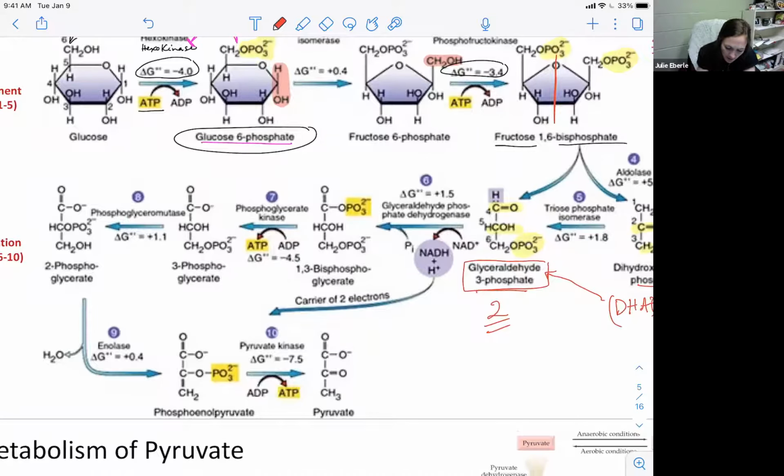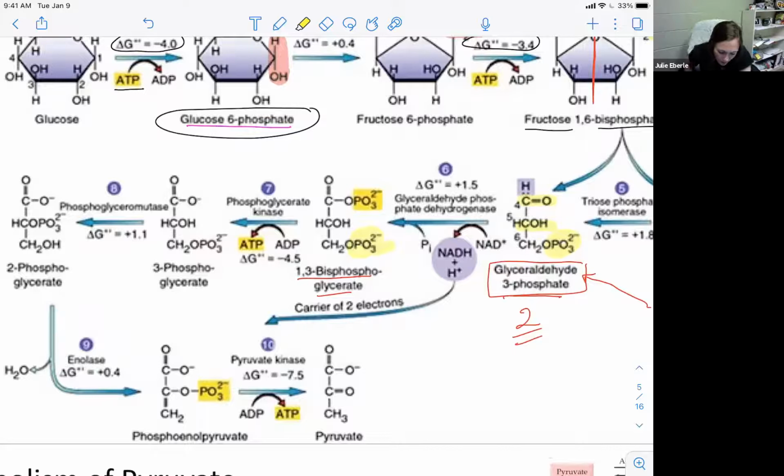So glyceraldehyde 3-phosphate is going to be converted into 1,3-bisphosphoglycerate. We're going to phosphorylate this other carbon up here. So now we have 2 phosphate groups, 1,3-bisphosphoglycerate. And glycerate sounds a whole lot like glycerol, and you should be familiar with the structure of glycerol, so that might help you remember structurally what these molecules look like.